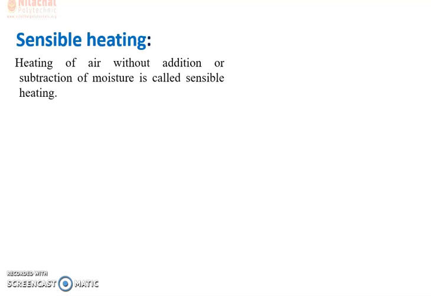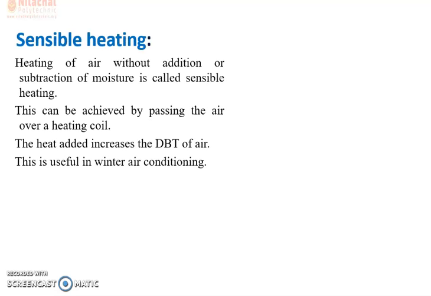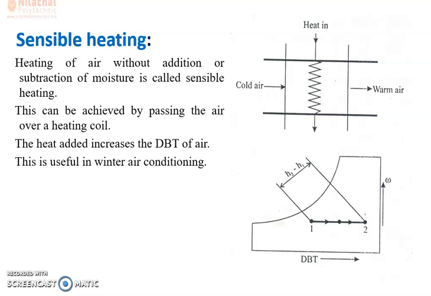Let's start the individual processes, and the first process is sensible heating. First, to know what is sensible heating: the heating of air without change in its specific humidity. Here, already I told you, in the horizontal axis is dry bulb temperature and the vertical axis is specific humidity. So you have to increase the temperature where the specific humidity is constant.